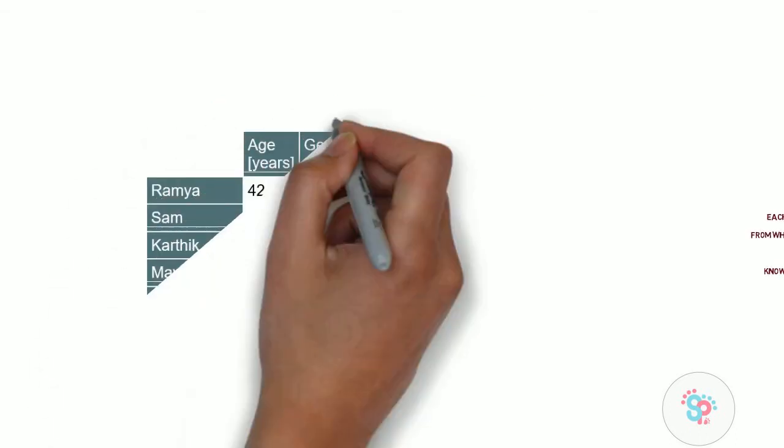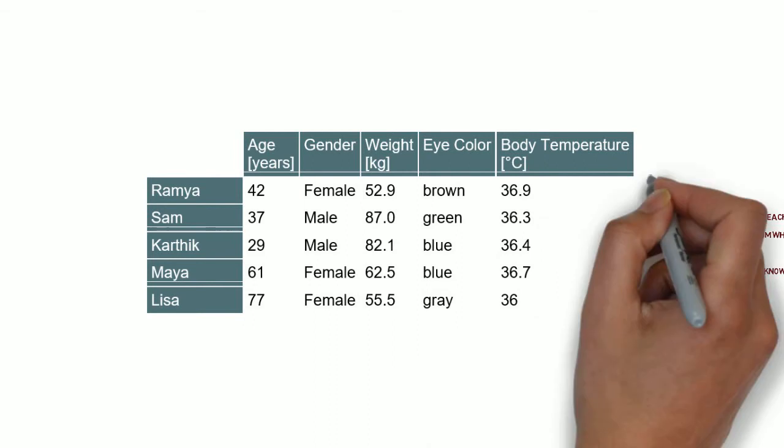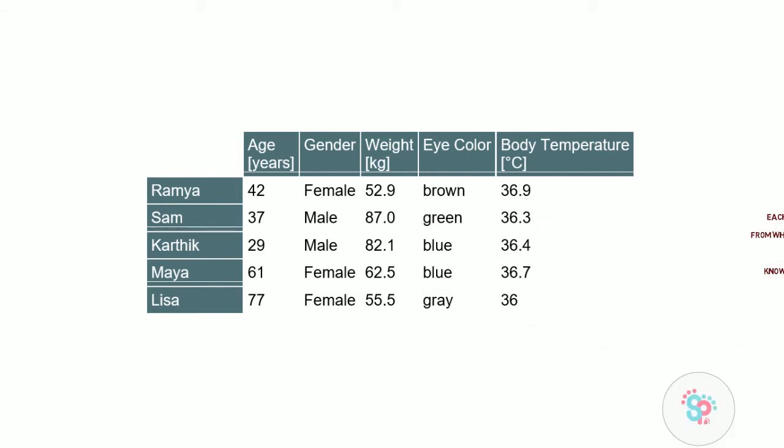Have a look at this data. Here we can see the physical characteristics of 5 individuals. That is the age, gender, weight, eye color, body temperature. Isn't it? The observation here is nothing but the person from whom we collect data. Ramya is an observation, Sam is an observation, likewise Karthik, Maya, Lisa are observations of this data.